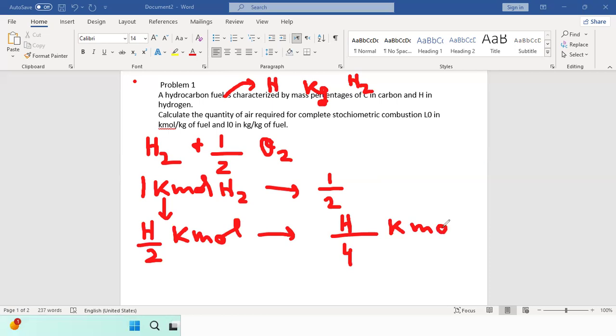So we can deduce that if C and H represent the percentages in mass of carbon and hydrogen in a hydrocarbon fuel, then the total number of kilomole of O2 will be equal to C over 12, which is the quantity in kilomole needed to burn carbon. And we should add to it H over 4, which is the quantity of O2 needed to do a reaction with H2.